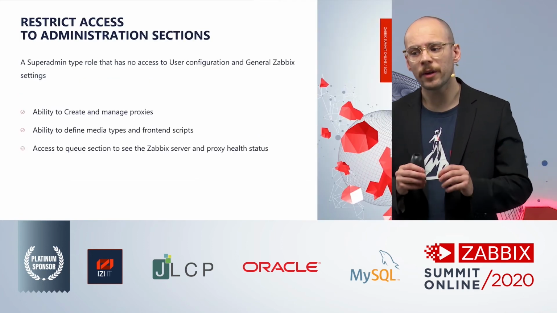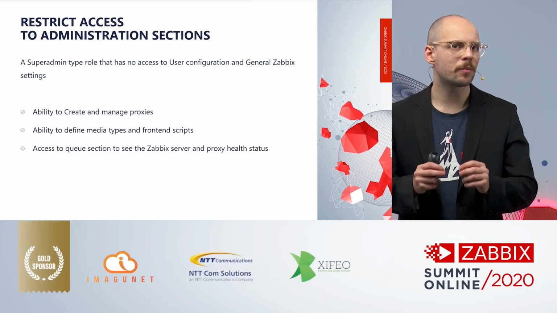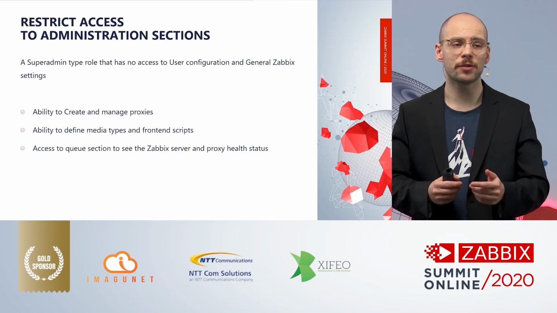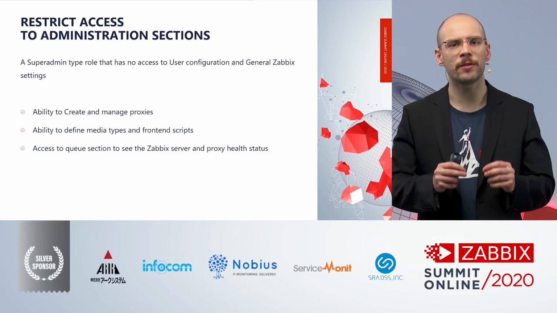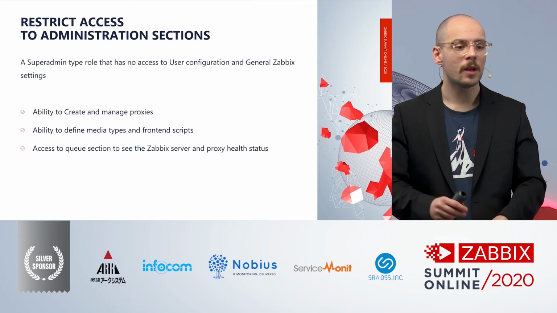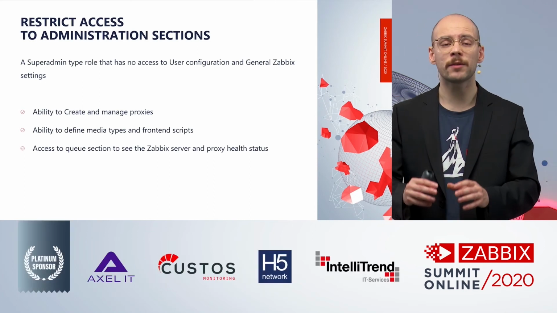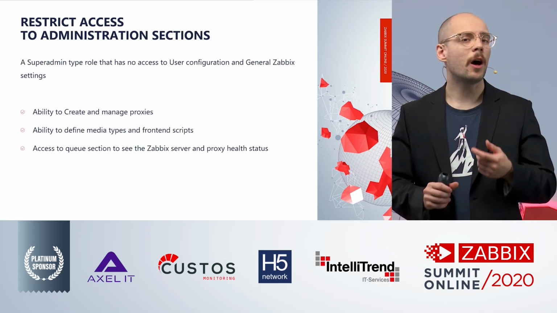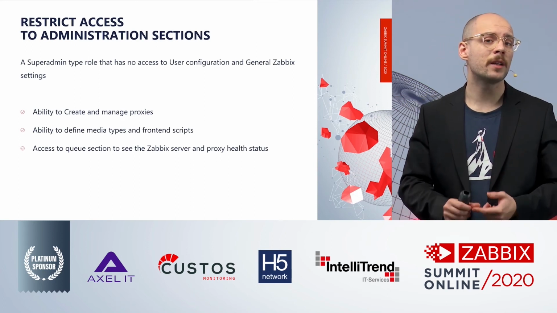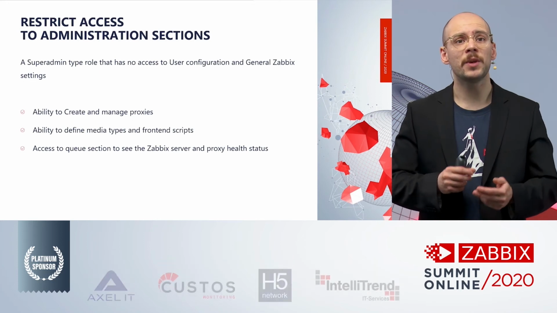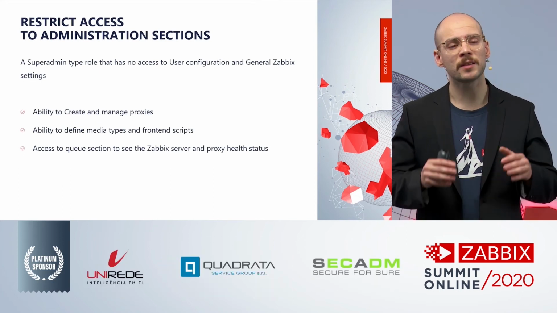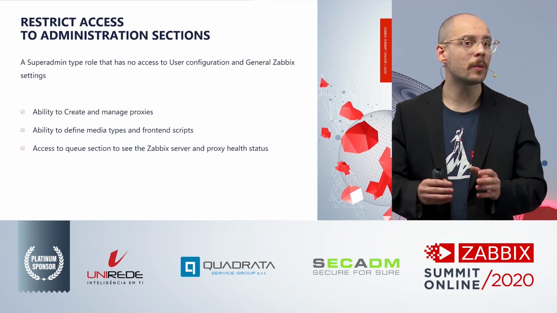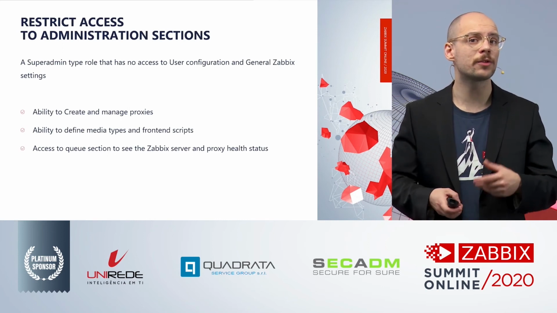Next up, another very interesting use case. Maybe I briefly touched upon this before, but we're talking about restricting access to administration sections. Remember, administration sections are available only for our super admins. But in this case, we want to have a separate role of type super admin that has some restrictions. Our role will need to have access to creating and managing proxies, defining media types and front-end scripts, and accessing the queue to check the health of our Zabbix instance. But they won't be able, for example, to create new user groups, users, and so on.